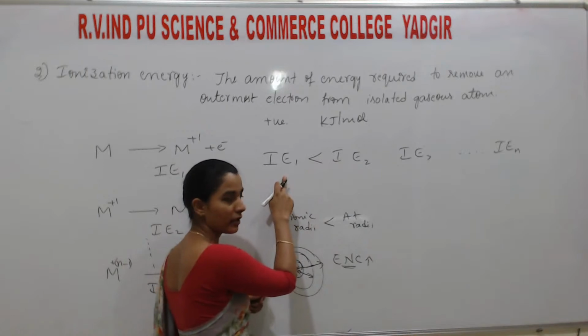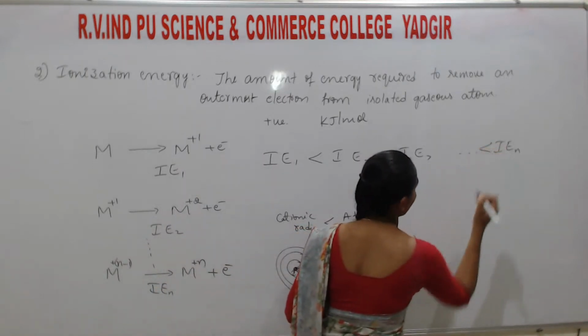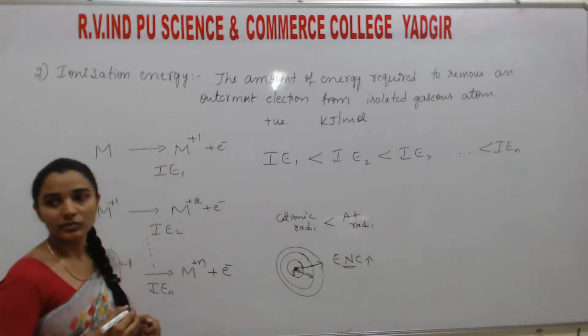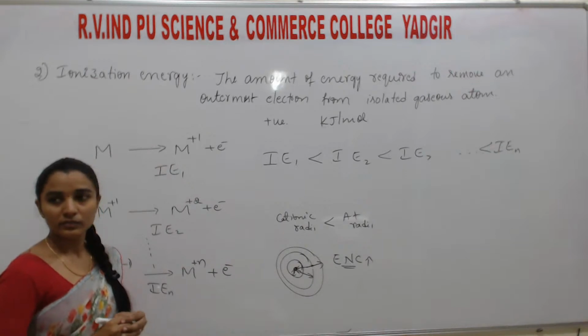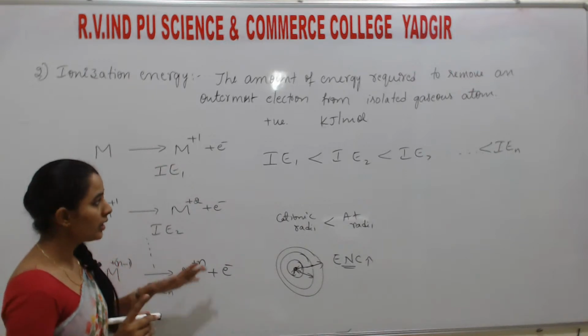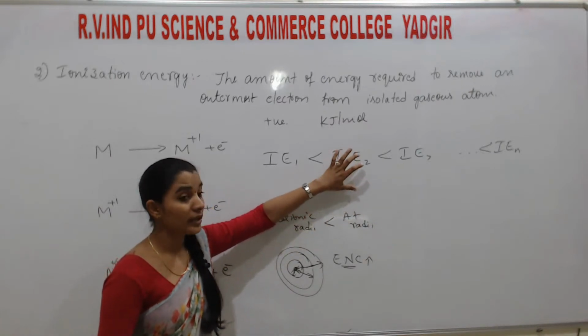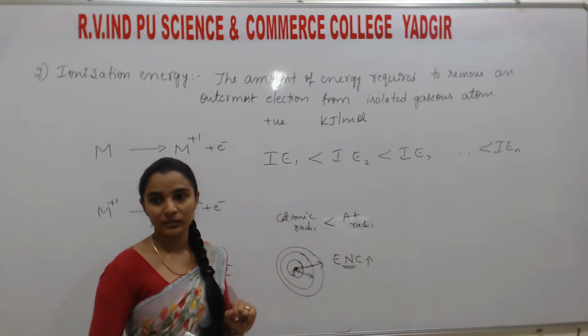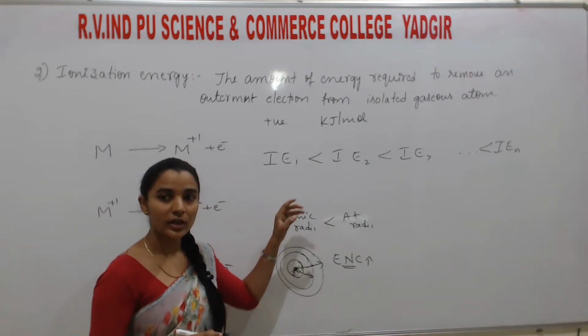So here, always the energy required IE1 is smaller; IE2 is always greater than IE1, IE3 is always greater than IE2, and similarly IEn is greater than IE3 and so on. Understood? Okay, so this is the actual trend. But it varies in the periodic table. How it varies and what the reason for that is, I'll explain.